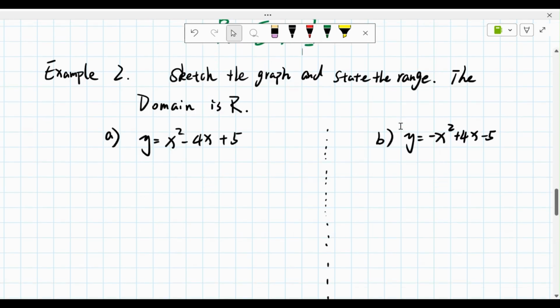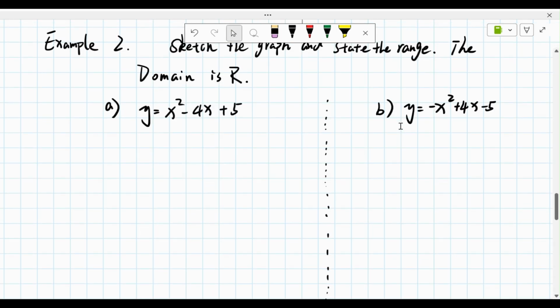There you go. Example 2: sketch the graph. Sometimes we will sketch graphs of quadratics as well. We could draw the graph like that, and the domain is all real numbers, from negative infinity to infinity. We need to find when y equals 0, which is the x-intercept.